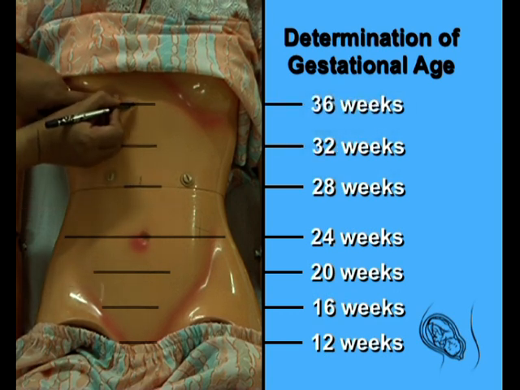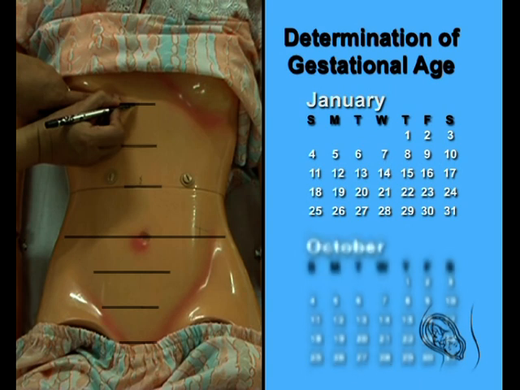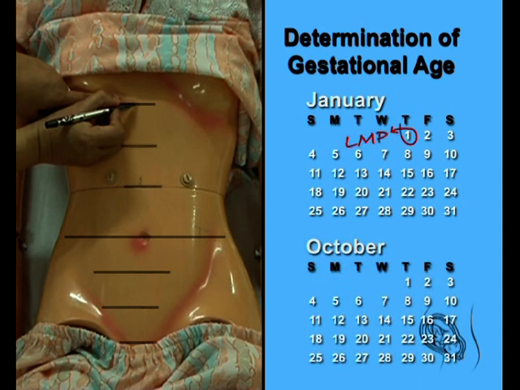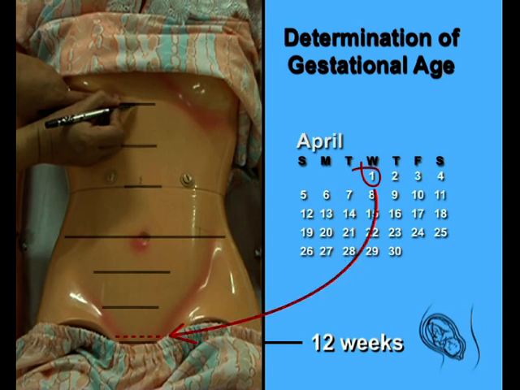And finally, 36 weeks. Let us return to our earlier example of the woman who had her LMP on the 1st of January and her EDD on the 8th of October. If you were examining her on the 1st of April, her period of gestation on that date would be 3 months or just over 12 weeks. At this stage, the fundal height should be just above the symphysis pubis.